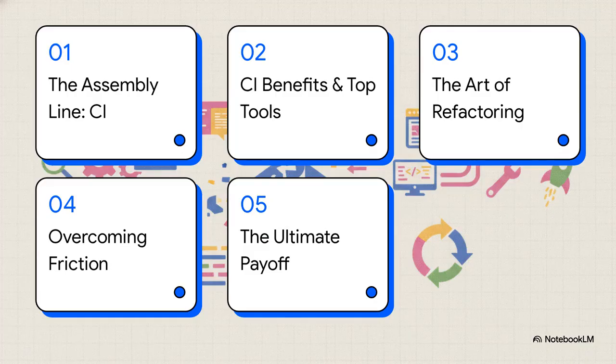Okay, let's dive into this roadmap. First, we'll look at the automated assembly line, which is CI. Second, we'll cover CI benefits and some top tools. Third, we'll move into the vital routine maintenance with the art of refactoring. Fourth, we'll talk about overcoming developer friction. And finally, we'll wrap up with the ultimate payoff.